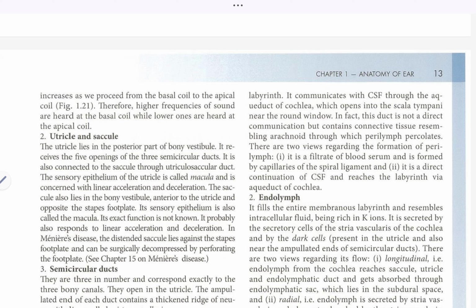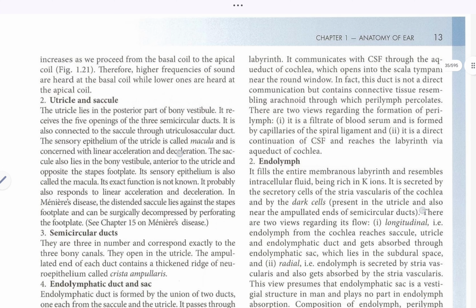There are two views regarding the formation of perilymph. One, it is an infiltrate of blood serum and is formed by capillaries of the spiral ligament. And two, it is a direct continuation of the CSF and reaches the labyrinth via the aqueduct of cochlea.